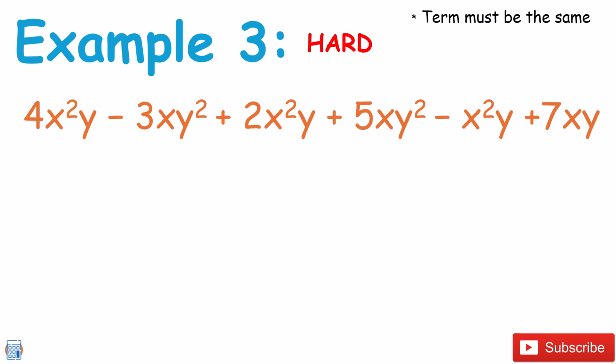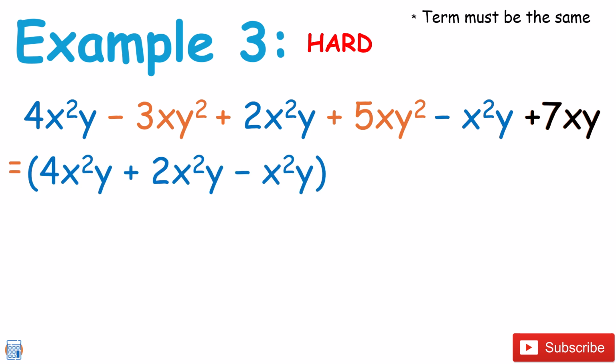So if we highlight all of the ones that are the same blue, there they are. And now let's look again. Minus 3xy squared, that is in orange. And then that matches up with 5xy squared, which is in orange too. But then the last one is different, so we'll turn that one to black. Let's go through the blue coefficients now. So if we look at the coefficients, we have 4 plus 2, that gets you to 6. Take away 1, that gets you to 5x squared y.